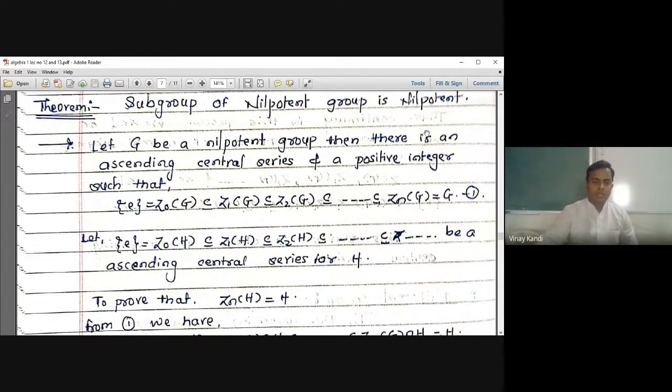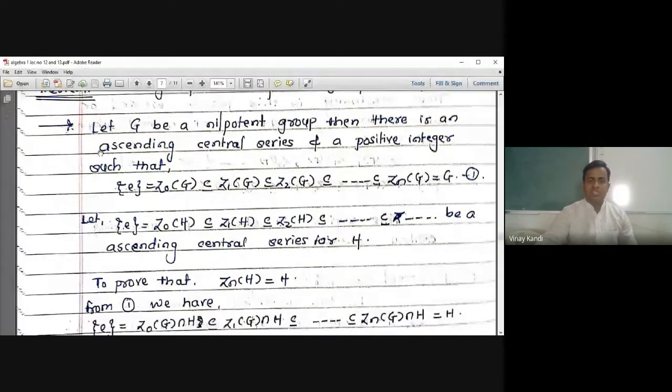So look at the proof. If G is a nilpotent group, then there is an ascending central series and a positive integer n such that singleton E is equal to Z naught of G, which is contained in Z1 of G, which is contained in Z2 of G, and so on, up to Zn of G is equal to G. So this is the ascending central series for group G. Give it as equation number 1.